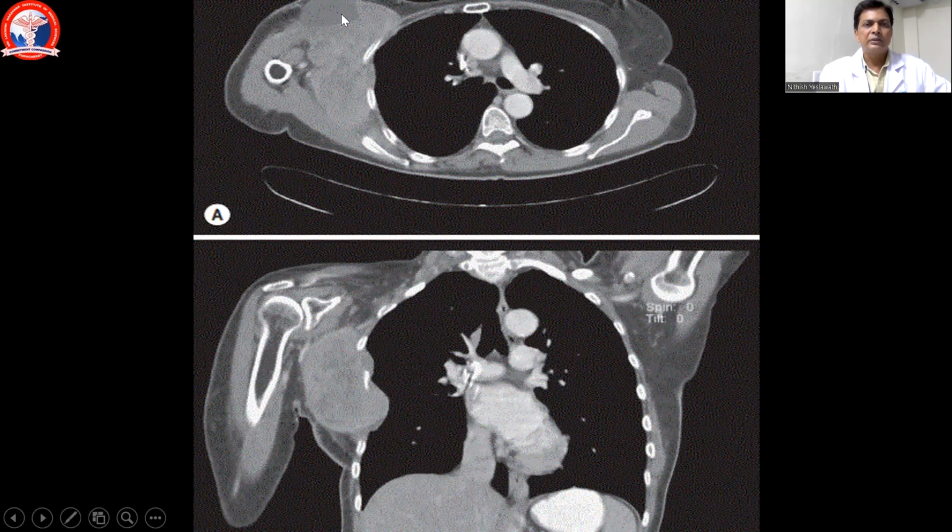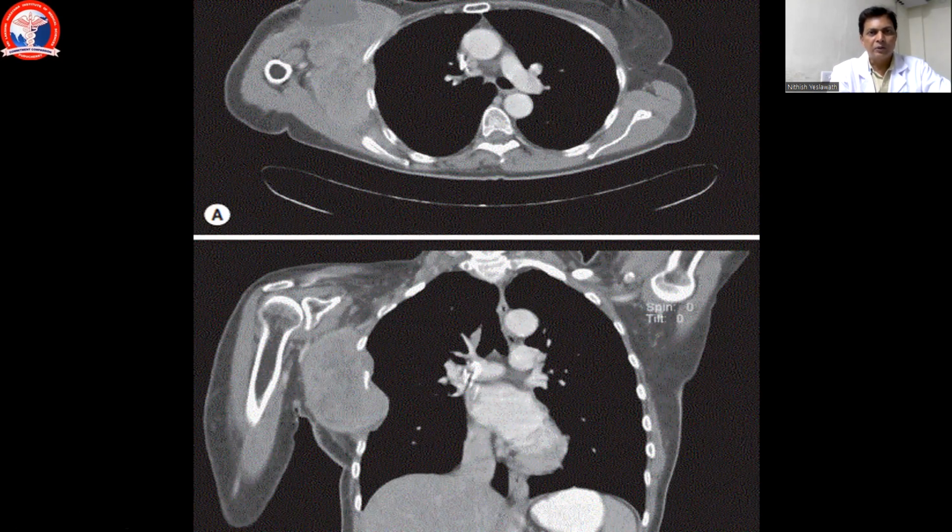There is a large heterogeneous mass we get to see. And this mass is heterogeneously enhancing. It is invading ribs, the pleura, and the right lung also. It has displaced the ribs, and the in-between rib space has also increased, as seen in the lower image. So this is a large mass.